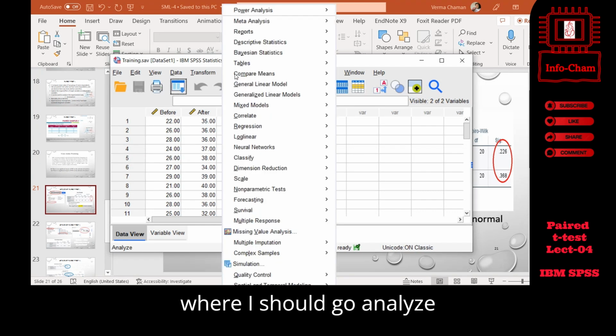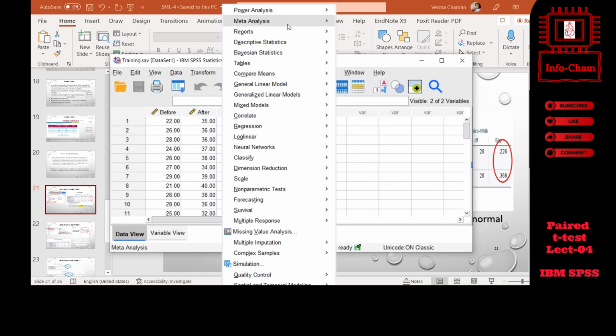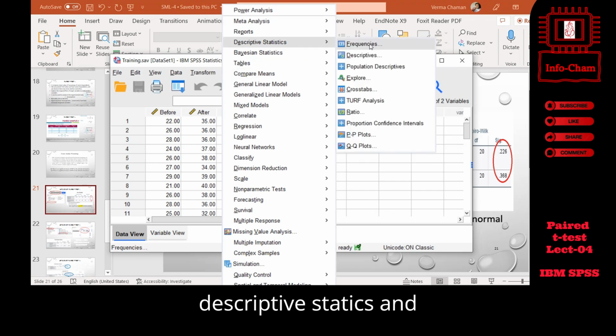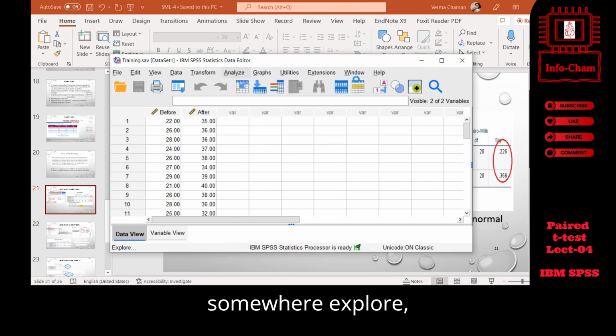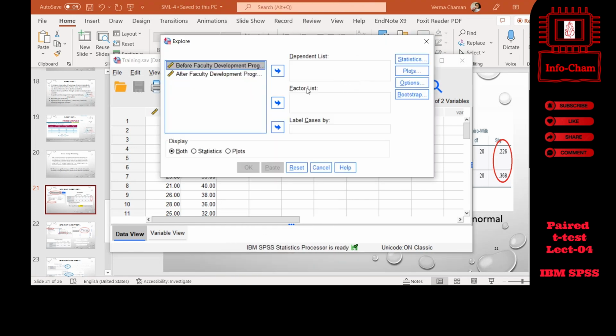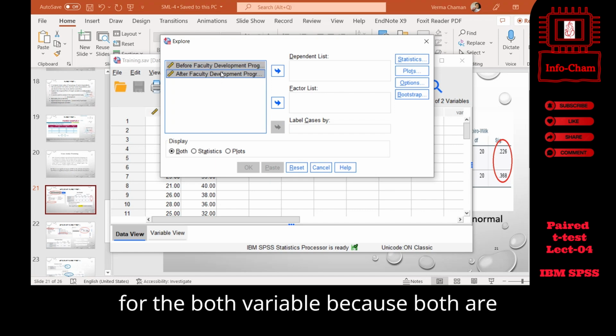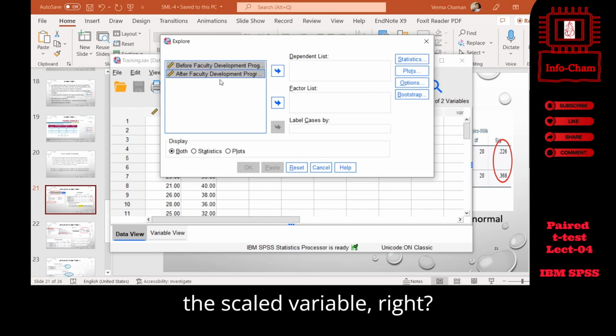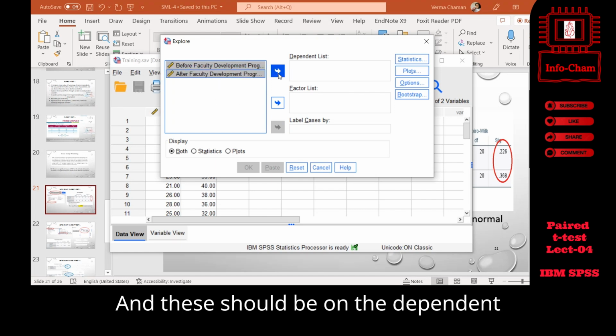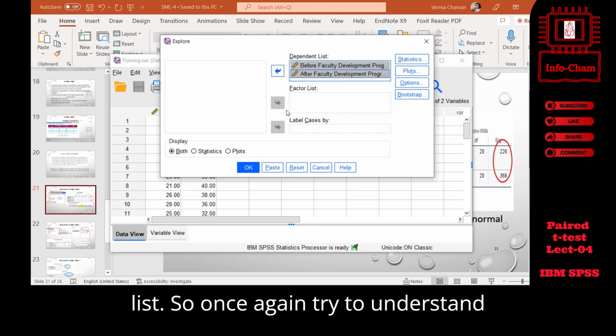Where should I go? Analyze, Descriptive Statistics, and somewhere Explore, right? Okay, I want to check the normality of the data. You can check for both variables because both are scaled variables, right? And these should be in the dependent list.